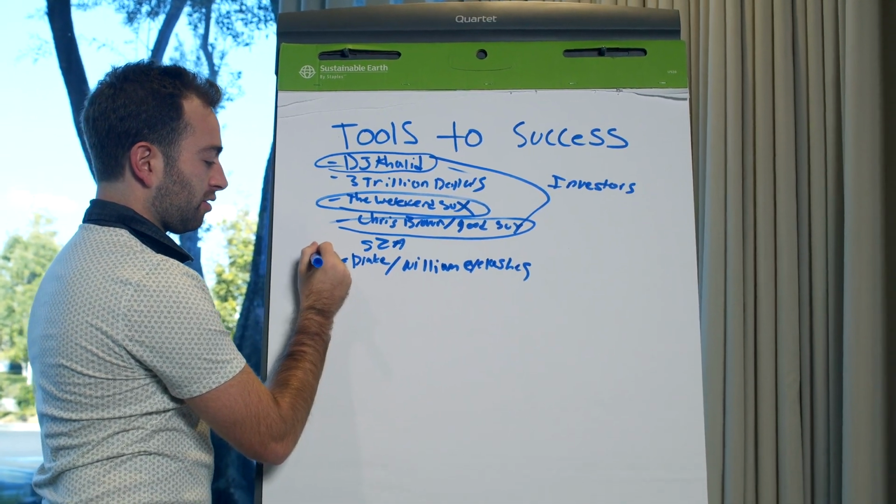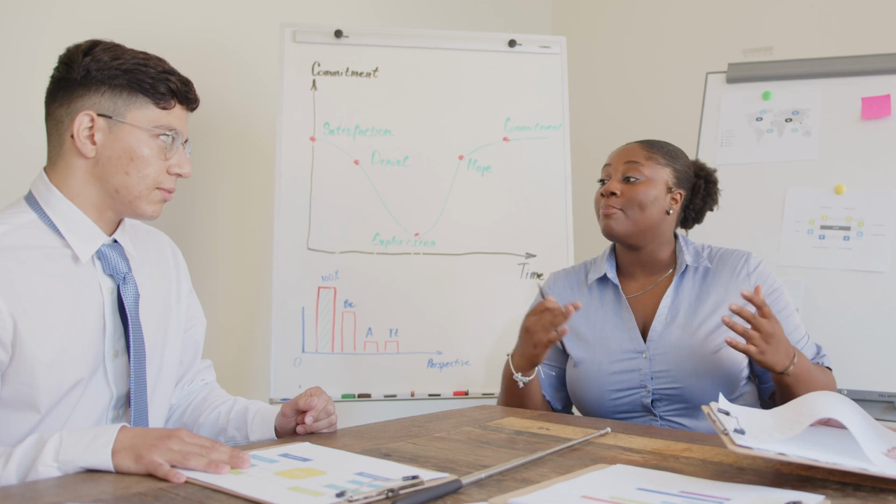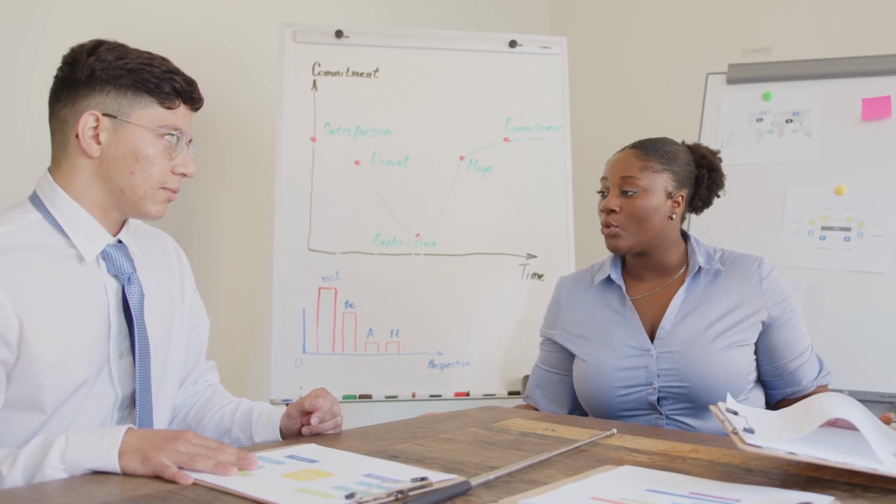Set clear goals and create a plan. Define your financial goals and create a plan to achieve them. Set specific, measurable, and achievable targets for each passive income stream and develop a strategy to reach your objectives.